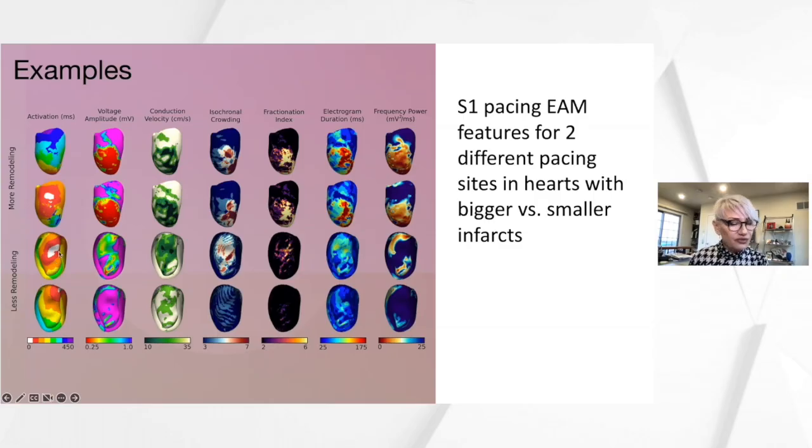But for the heart with a small infarct, you can see there was basically no concordance in the voltage amplitude, not much in conduction velocity, and so forth in the other features. So this is an illustration that for small infarcts, the concordance was not really good.